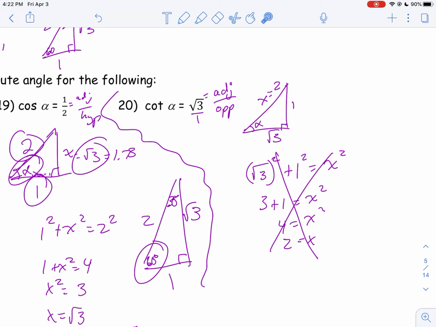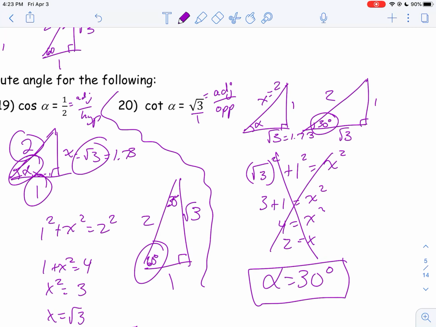Well, if you know your triangles well, you'll remember that 1 is opposite the 30-degree angle. If not, I would encourage you to go ahead and draw it. This is 1.73. It's going to be longer than 1. 1, 2, square root of 3. Hopefully this helps you to see that this is 30 here. So in this case, alpha is 30 degrees.